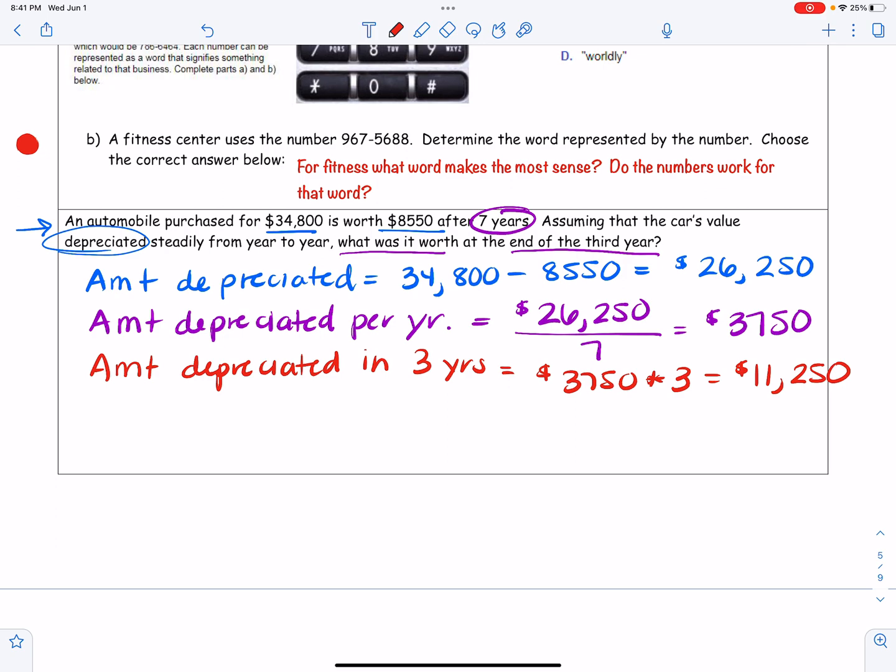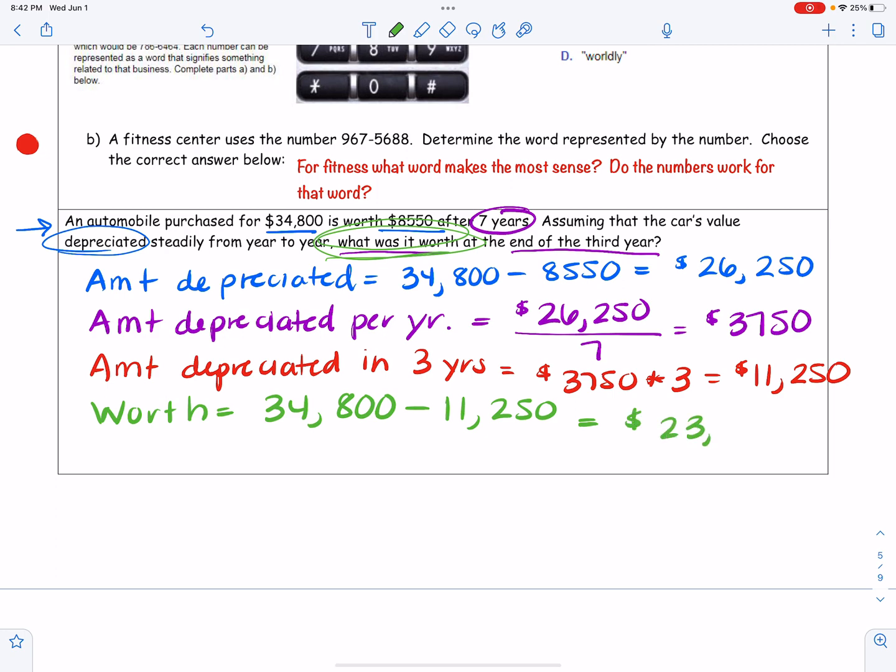Now, this is a good place where you stop to see, did you answer the question? I'm almost there, but I haven't answered the question, because the question is, what was it worth? And the amount that it's worth is going to be the initial amount, $34,800, minus the amount that it depreciated over those 3 years. So if I take the initial price and subtract the amount that it depreciated, the amount it's worth at the end of the third year is $23,550. So again, take it piece by piece, read it carefully, and always make sure when you get to the end that you have actually answered the question.